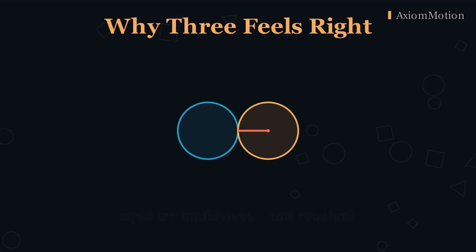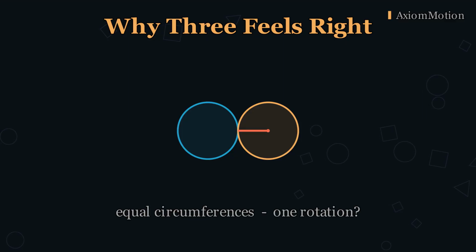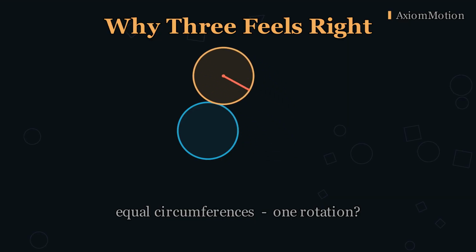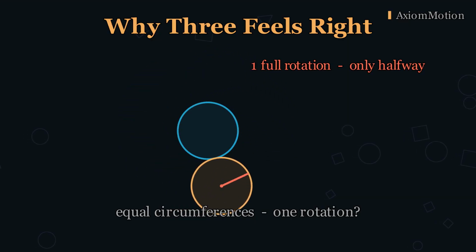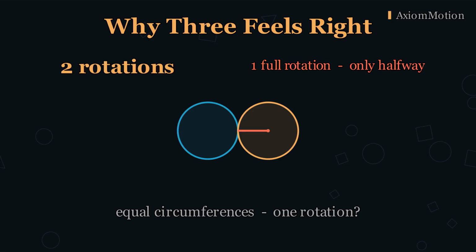To see why, shrink the problem down. Take 2 identical coins. Roll one around the outside of the other, without slipping. Equal circumferences. So it should rotate exactly once, right? Watch the marked arrow. Halfway around the fixed coin, the rolling coin is already upright again. That is 1 full rotation, and we are only halfway home.